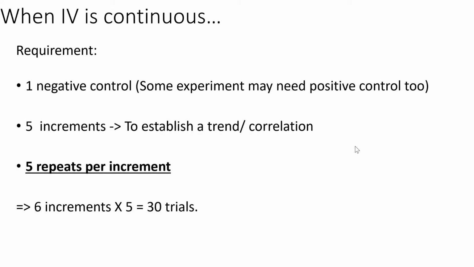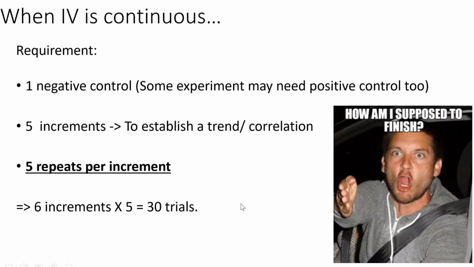Generally speaking, for all experiments, you definitely need a negative control. In some experimental setups, you might need to have a positive control as well. And you need 5 increments so that you can establish a trend or correlations. And each increment should have about 5 repeats. So including the negative control, that makes up 6 increments and 5 repeats, which makes about 30 trials. So some students will come and ask me, how am I going to do this in 30 trials, okay?